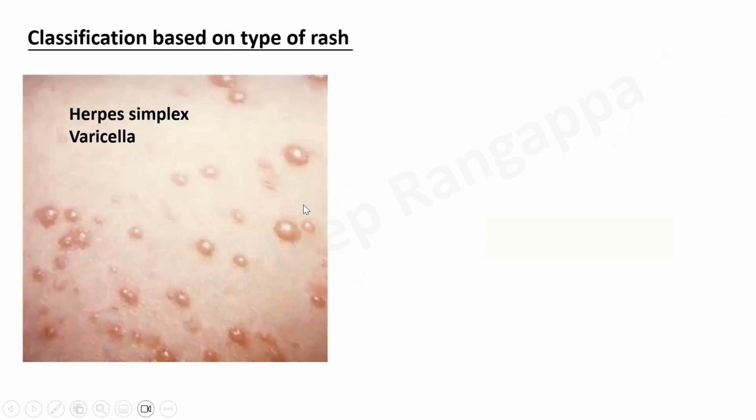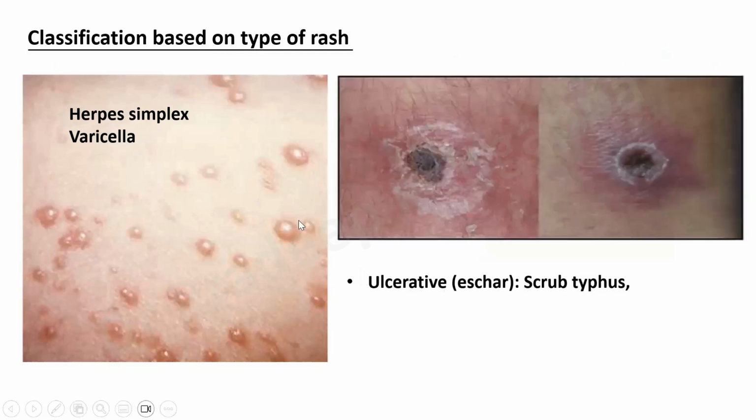Where you see a vesicular rash, so this is a typical vesicular rash. I'm sure it is very intuitive that it is due to herpes simplex or varicella, the typical cause for this sort of rash. And this is a typical eschar, which we call an ulcerative sort of rash, or in simple terms, an eschar. And this is typically seen in scrub typhus.